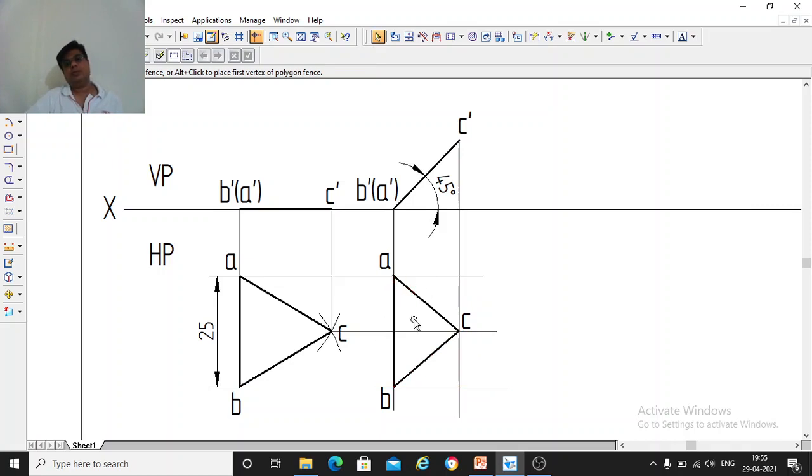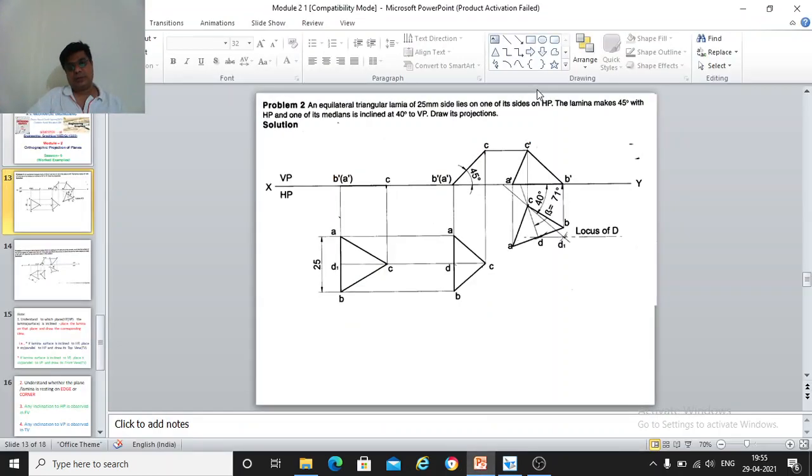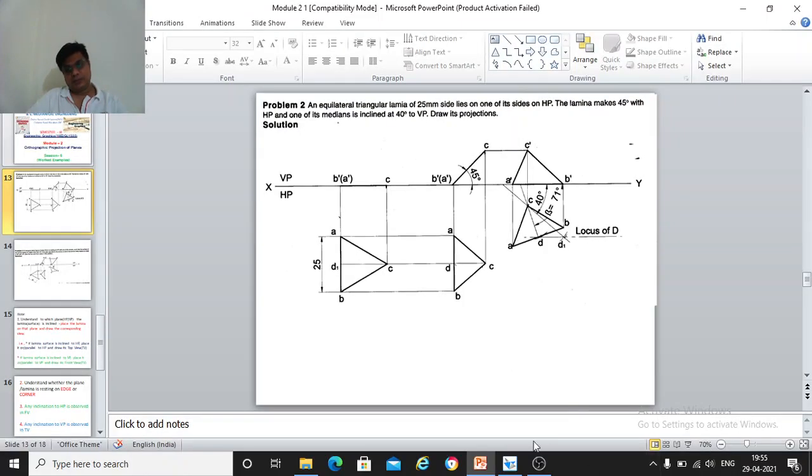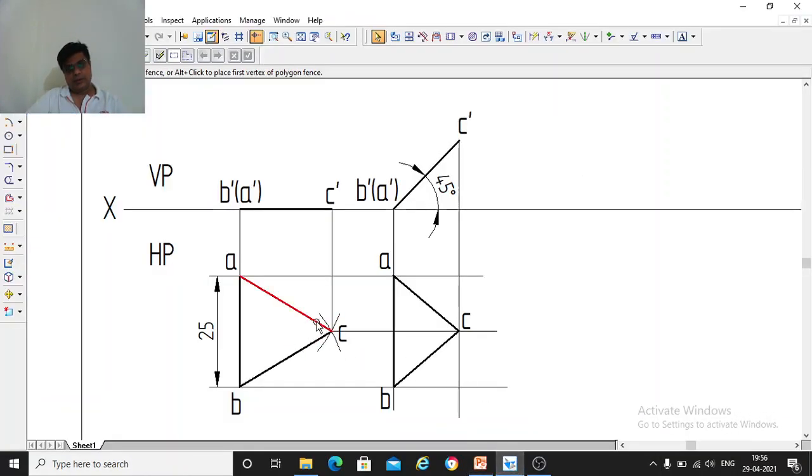So this is the top view when these conditions are satisfied. So these two conditions are satisfied now. Now we have one more condition. This is important. It is saying that one of its medians is inclined at 40 degree to VP. So you should be careful here. One of the medians is 40 degree to VP.